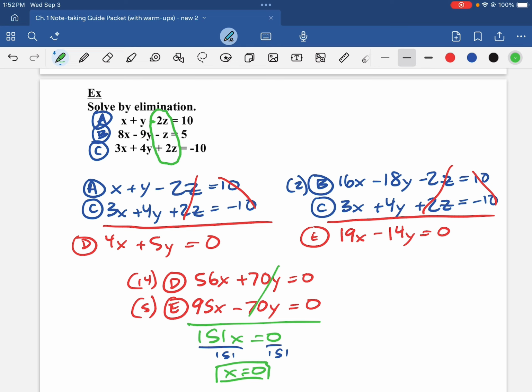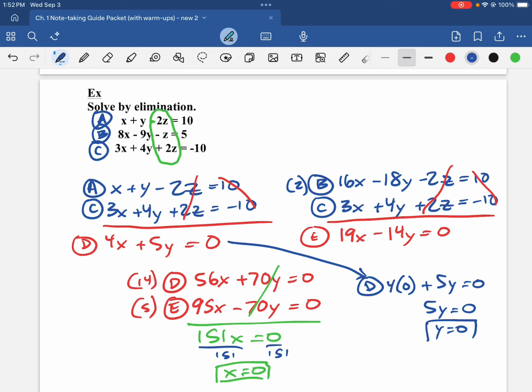Now I'll go back to either equation D or E, doesn't matter which one. I'll use D here, they're smaller numbers. Equation D, I'll plug in 0 for x. And that will allow me to find y. Okay, so that means 5y equals 0. When I divide by 5 here, y is going to equal 0. So both x and y are 0.